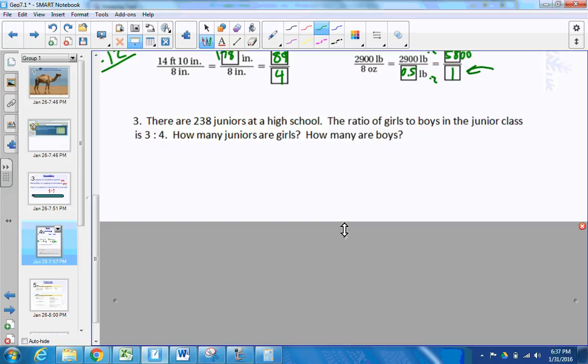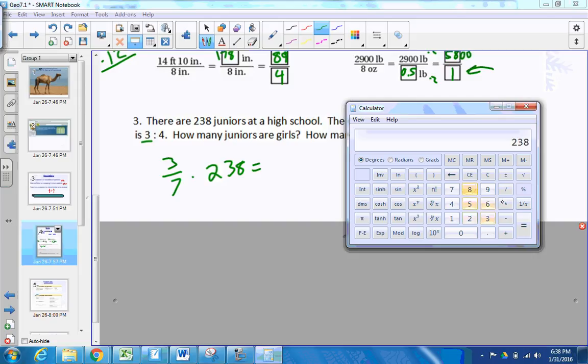Well, how many are boys? So how many juniors total? If 238 total, and the ratio of girls to boys is 3 to 4, there's a couple different ways you can go about doing that. We know that the number of girls would be, if it's girls to boys, 3 out of a total of 7. This is a ratio. So if there's 7 total, it'd be 3 out of 7 times that 238. So girls, let's see, 238 times 3 divided by 7.